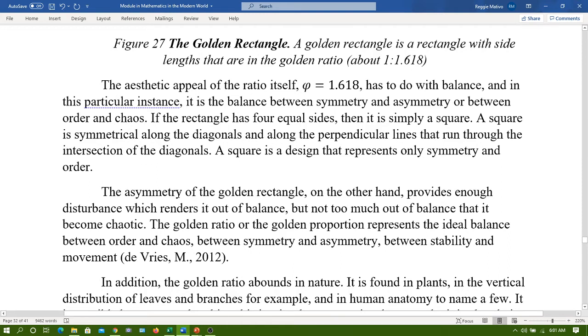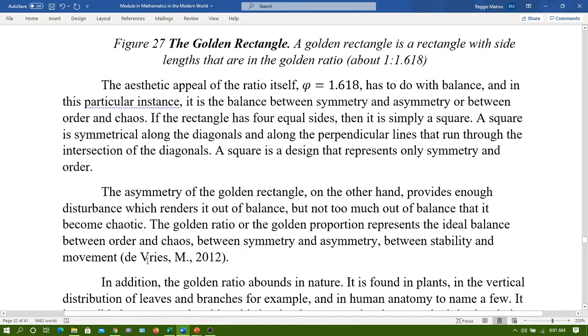The asymmetry of the golden rectangle, on the other hand, provides enough disturbance which renders it out of balance, but not so much out of balance that it becomes chaotic. The golden ratio, or the golden proportion, represents the ideal balance between order and chaos, between symmetry and asymmetry, between stability and movement.